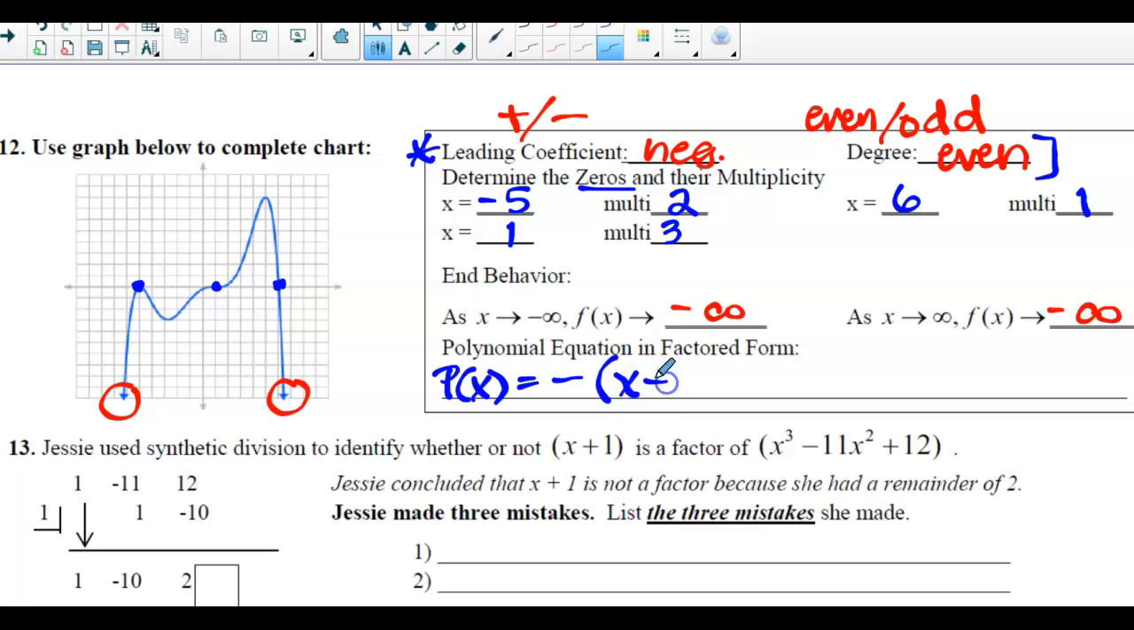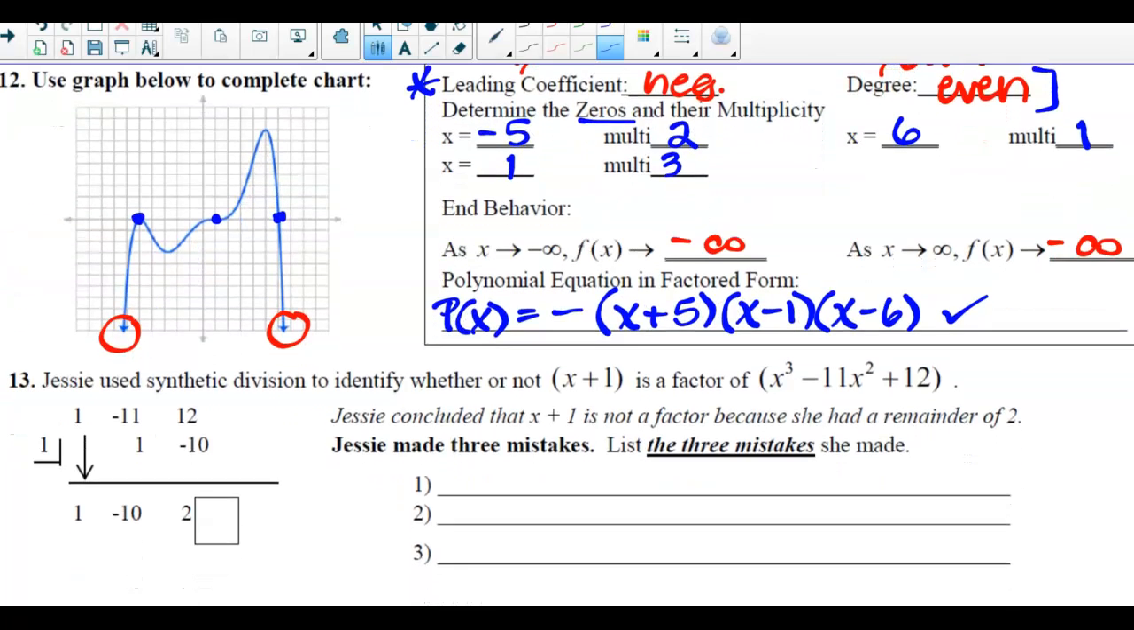So one of my roots is -5. That factor will be X plus 5. I've got a root at X equals 1, so the factor would be X minus 1. And then for X equals 6, the factor would be X minus 6. And in this case, it says factored form, so we don't need to multiply this out. We're going to leave it just like this.